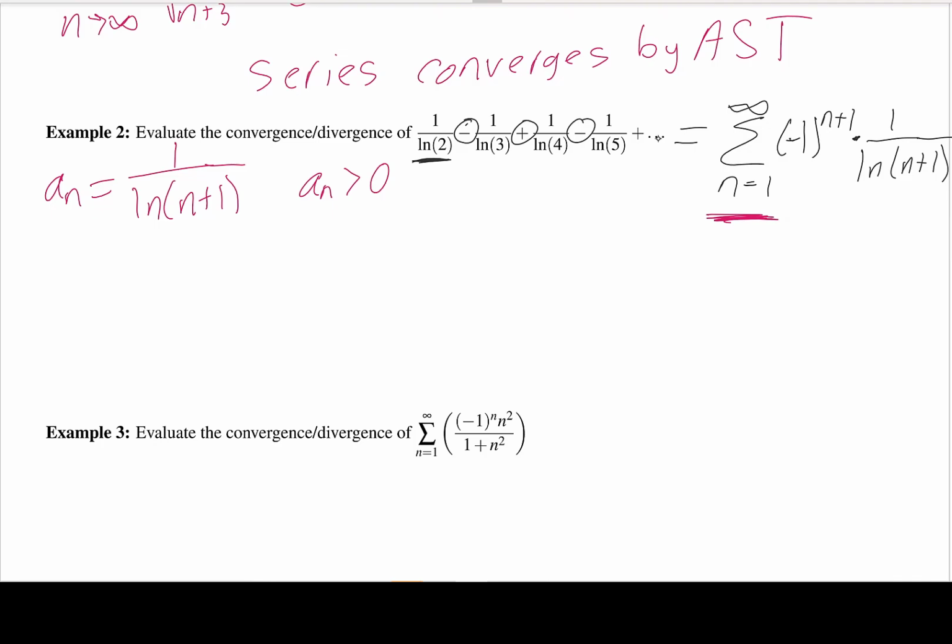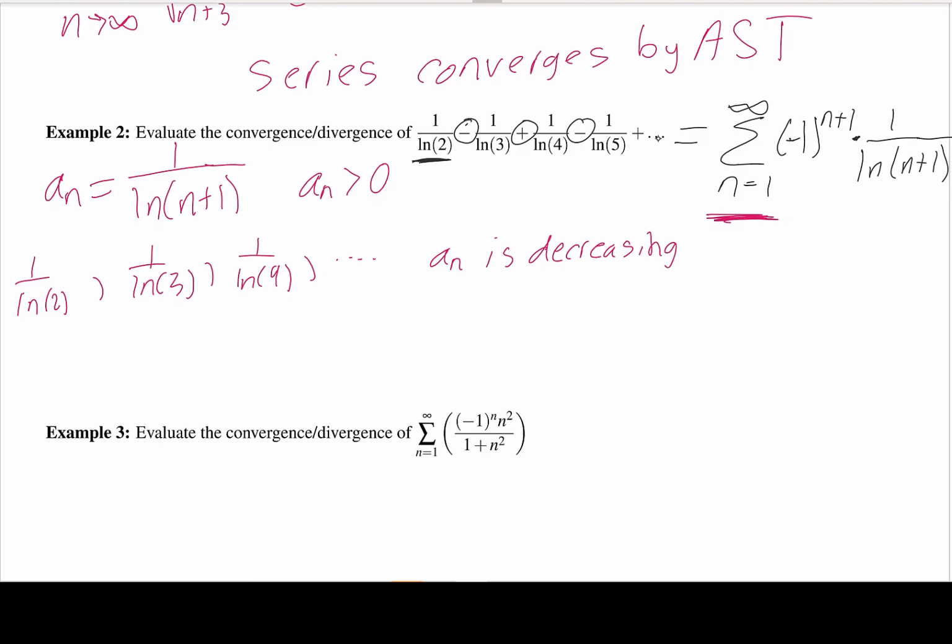Now we can also look at 1 over ln 2, 1 over ln 3, 1 over ln 4, and so on. We can see that this denominator is getting bigger and bigger, which means the fraction is getting smaller. So we do have that a sub n is decreasing.